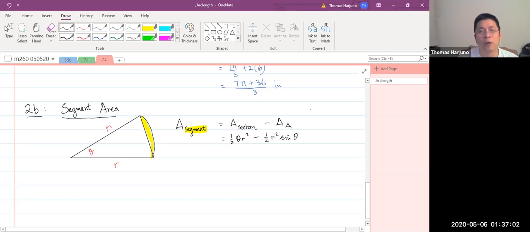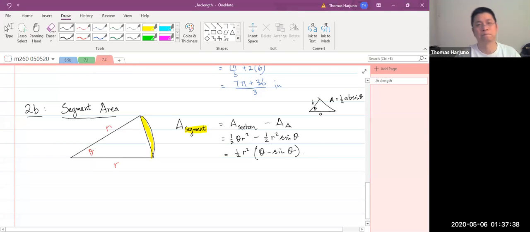The formula for the area of a triangle, if I have two sides and the included angle, the area is 1/2 a times b sine theta. Remember that? 1/2 times the product of two sides times the sine of the included angle. If you factor out 1/2 r squared, then you will see inside theta minus sine theta. That's the area of the segment.